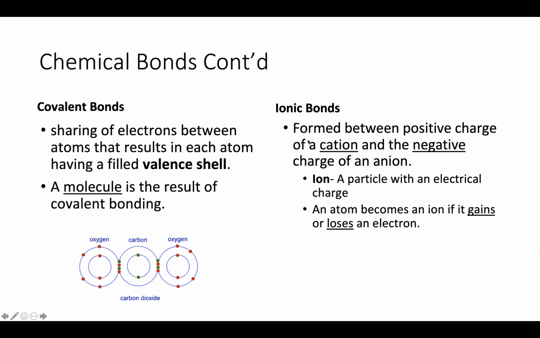Ionic bonds are formed between the positive charge of a cation and the negative charge of an anion, and we end up making an ion, which is an element with a charged particle. An atom becomes an ion if it gains or loses electrons. Again, that's a lot of information for this course, but you should be familiar with this idea that when atoms of different elements interact together, those electrons out in those outer energy shells can be gained, lost, or shared, depending on what's happening. If an atom gains or loses an electron, it becomes an ion.